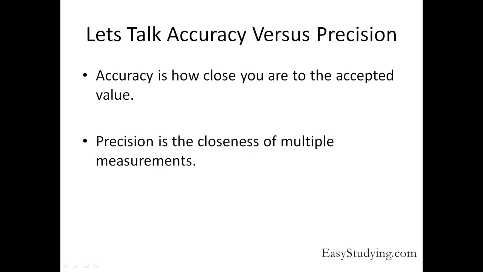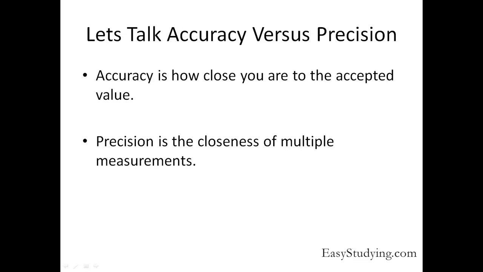Okay, so let's talk accuracy versus precision. Accuracy is how close you are to the accepted value, while precision is the closeness of multiple measurements. So in a sense, accuracy is how close you are to the answer. So when you're accurate, you're close to the answer.